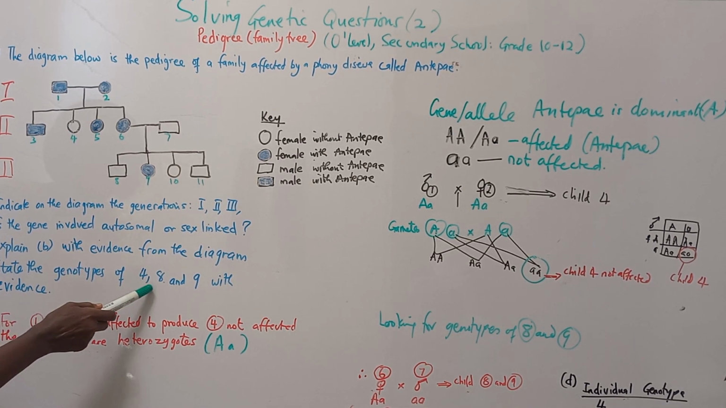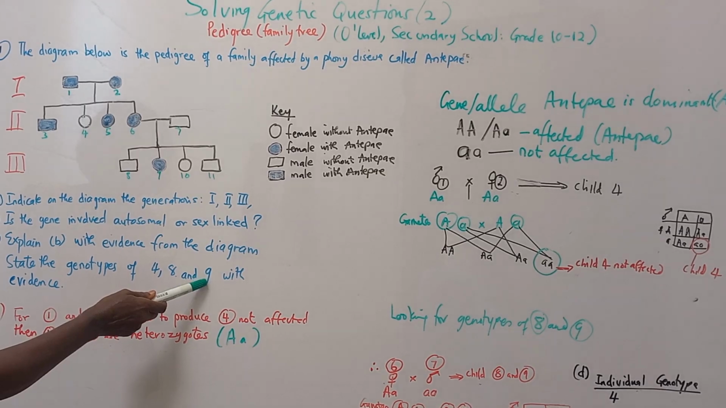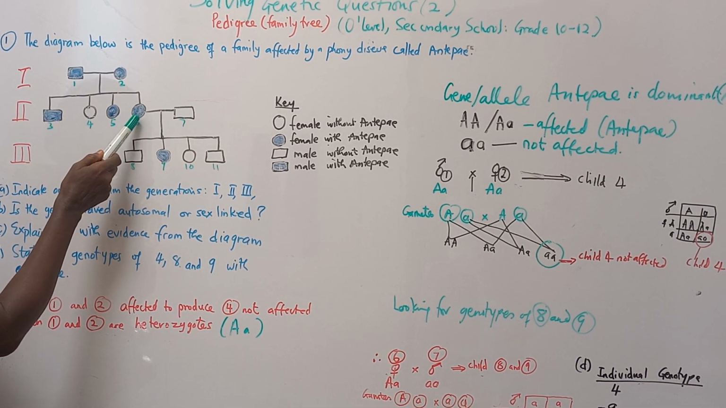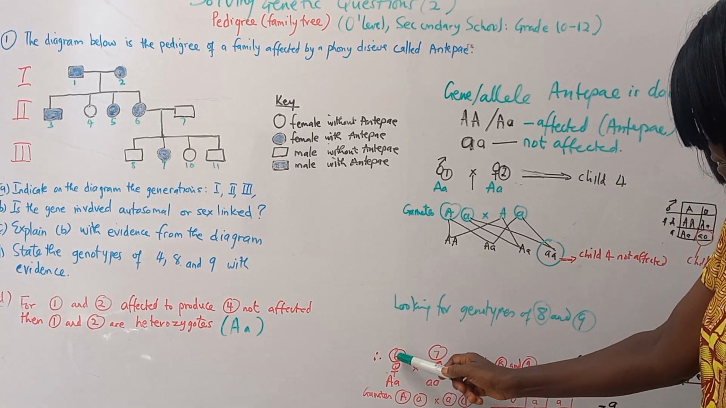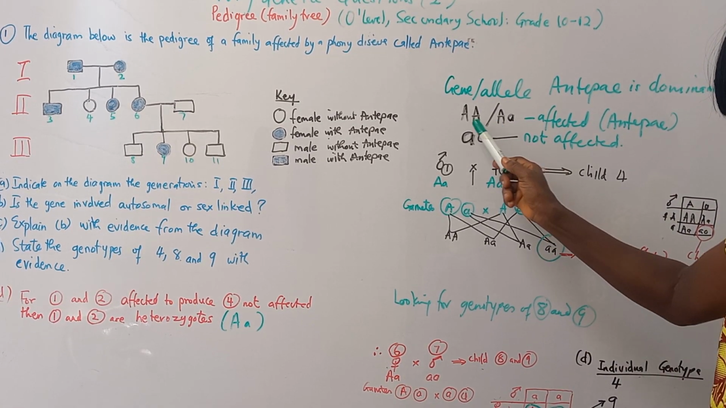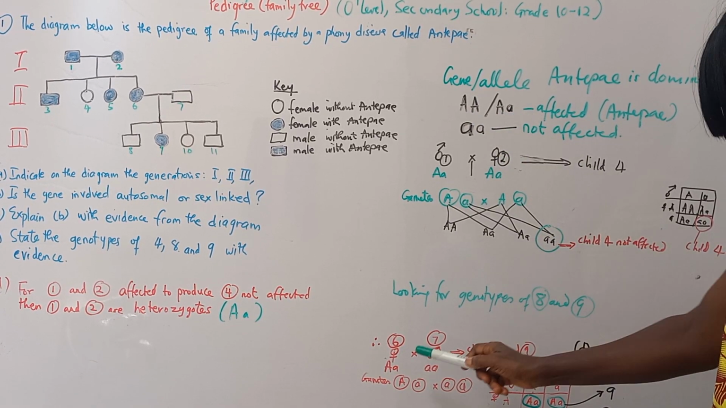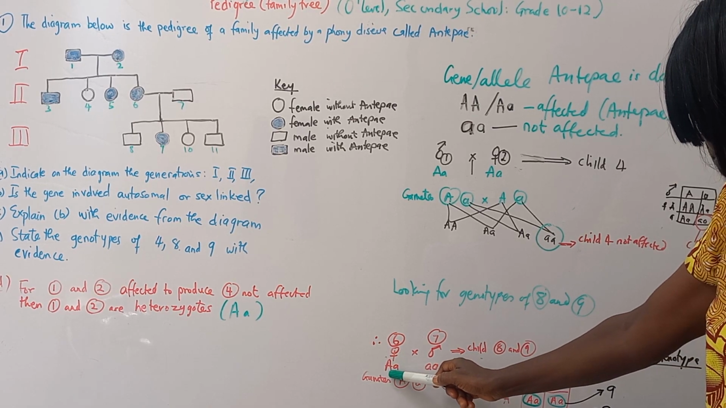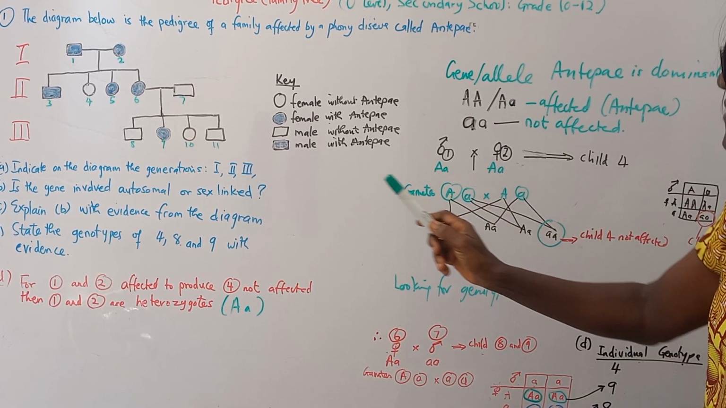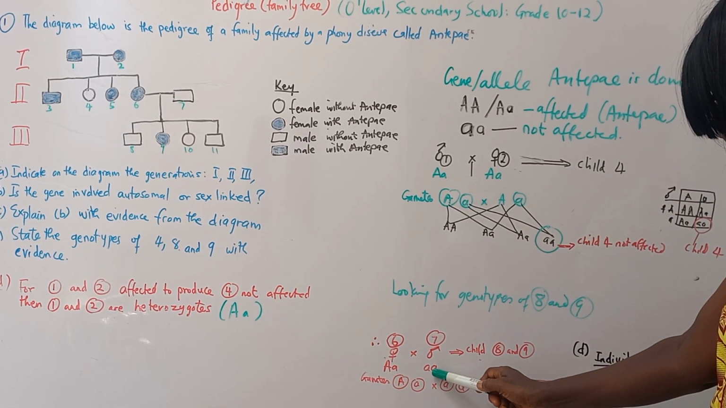Now we are also supposed to look for the genotypes of individuals 8 and 9. Individuals 8 and 9 have parents 6 and 7. Parent 6 is affected, and affected individuals are big A big A or big A small a. So this is individual 6, big A small a. 7 is not affected, and not affected is small a small a. So this is not affected.